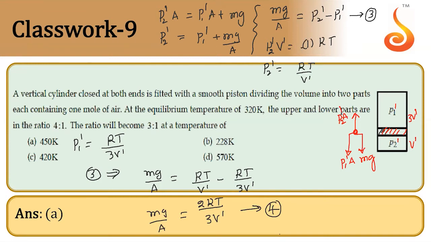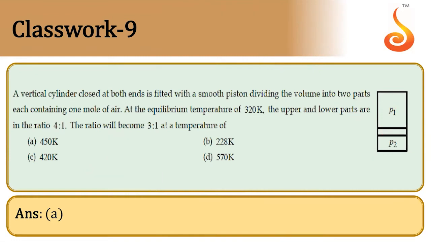Copied. Now equate equation number 2 and 4. Copy this. Tell me when the copying is done. Done? Okay. Now equate equation number 2 and 4. Equation number 2 is equal to equation number 4. What is that? 3R T naught, T naught we know, T naught is initial temperature, by 4V is equal to 2RT by 3V dash. Am I correct?